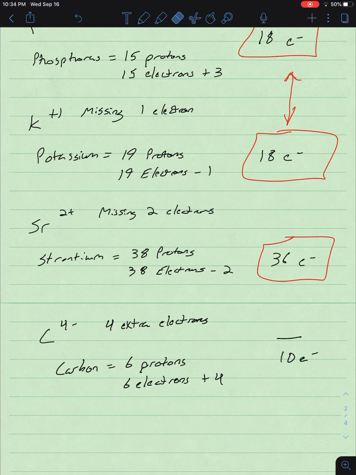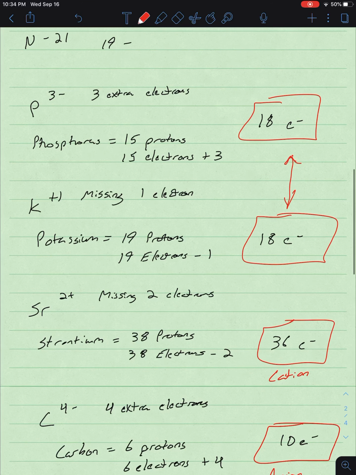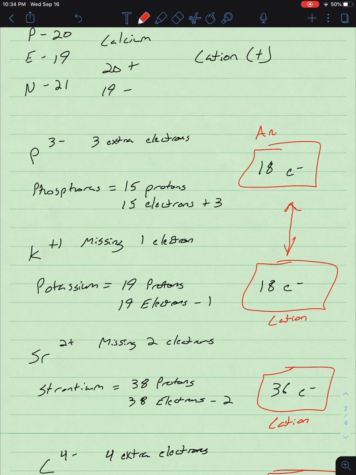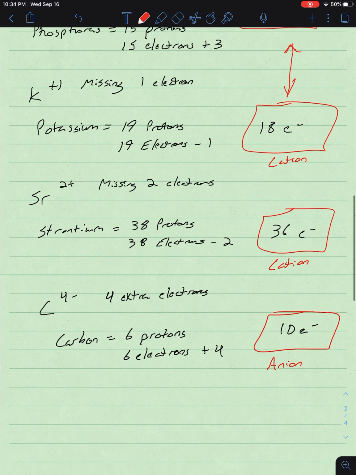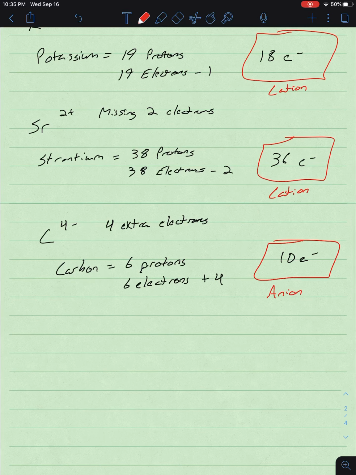Oops, change my color real quick. Okay, I'm just going to go back and fix these. I'm going to tell you what they are. This would be an anion because it has a negative charge. This would be a cation, because we had a +2 charge. This would be a cation because it has a +1 charge. And this one would be an anion because I have a negative charge. So that was a little practice on counting electrons if there's a charge.